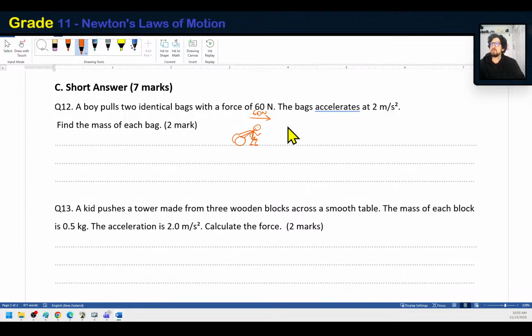And the acceleration is, so that's the force. Acceleration is 2 meters per second squared. And so what are we trying to find? The mass of the two bags. So just before we start, we have to understand. I'm going to change the color now.